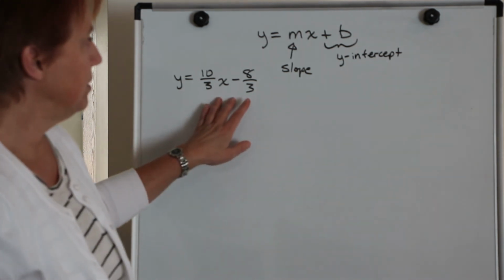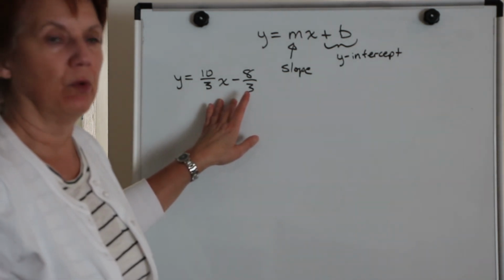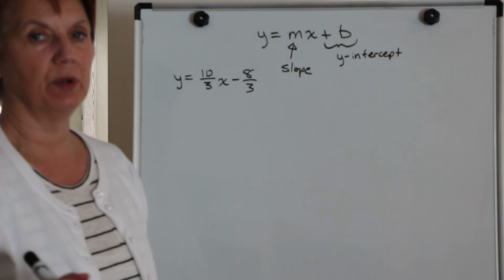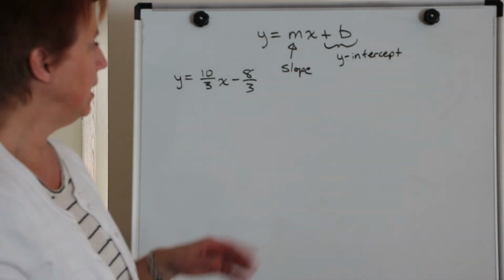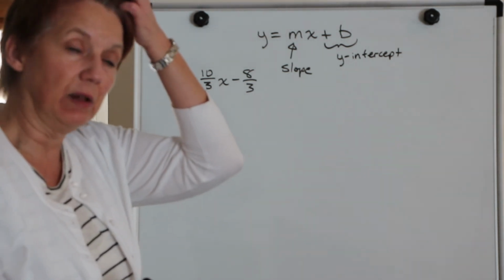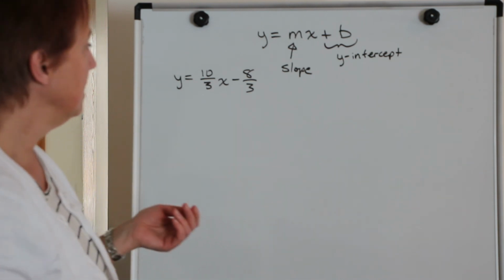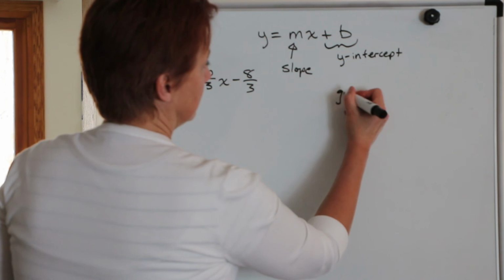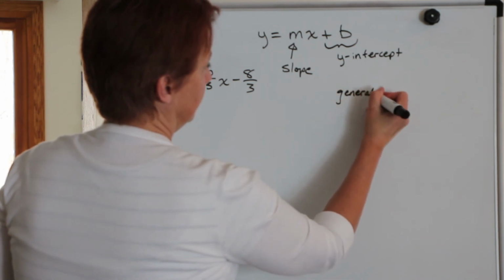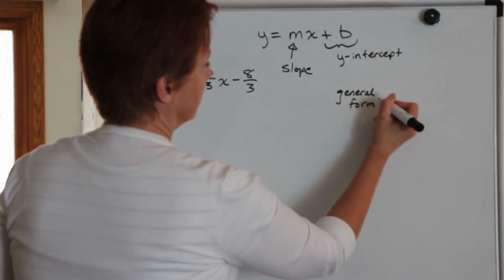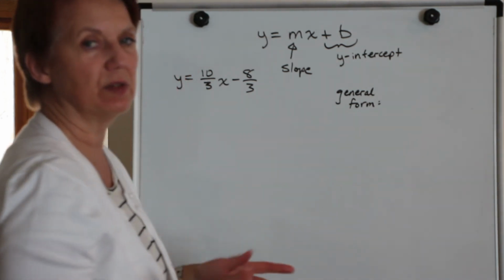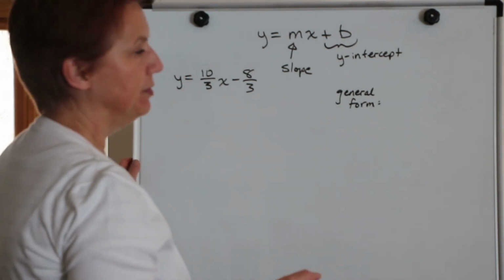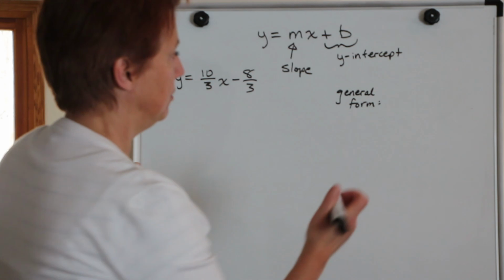So this equation is written in slope y-intercept form. There's another form of the equation of a line. There's a couple actually, but one that you'll see quite a bit is the general form. So the general form of a line, and students tend not to like this form. I don't blame them. It's kind of a useless form, but it's often used, especially in calculus. They like the general form a lot.